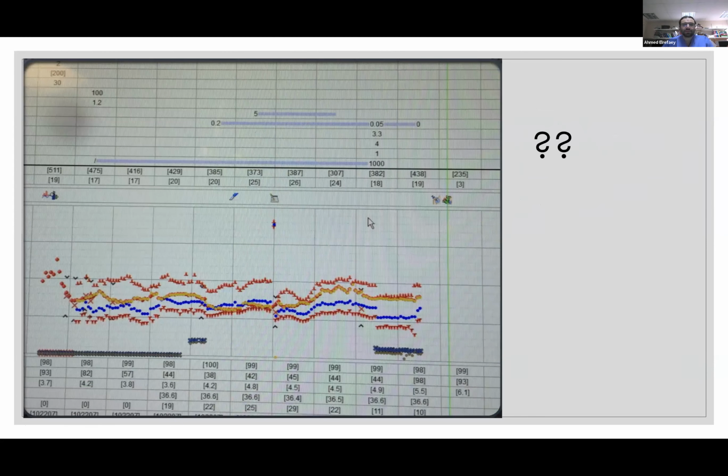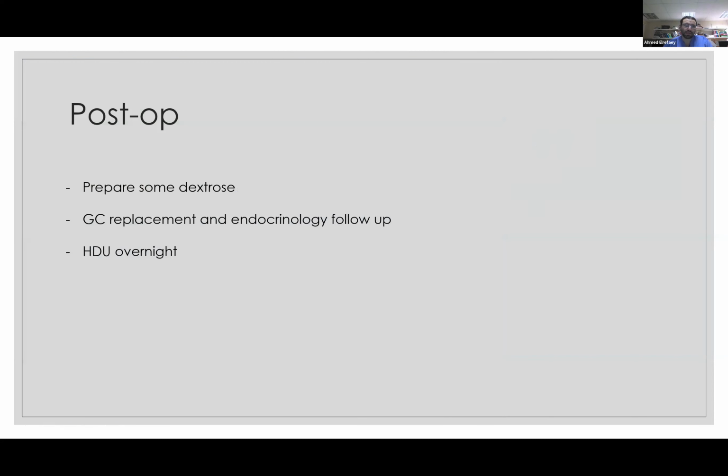This is another patient with a flat trace with no ups and downs. So my question, what do you think this is? Of course, you can't answer, so I'll answer. This is an unsecretory adenoma. So this tumor wasn't a pheochromocytoma. It was an adrenalectomy for an unsecretory adenoma. That's why we don't have these swings of hemodynamics.